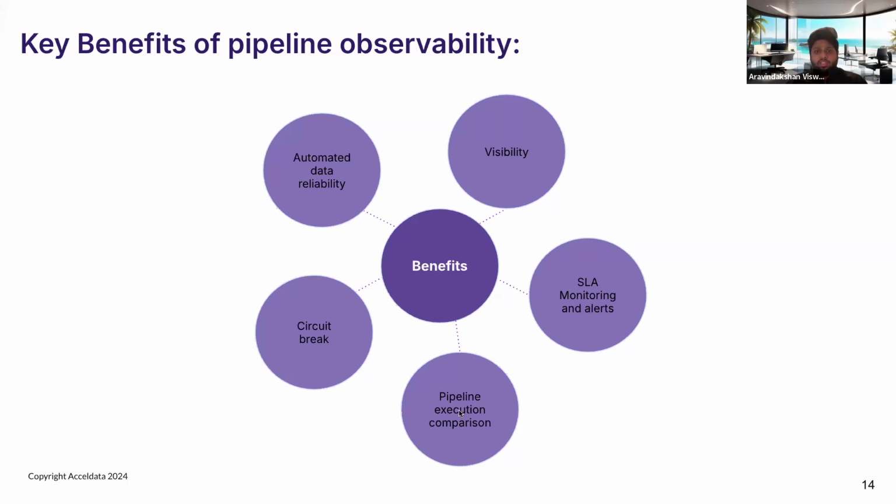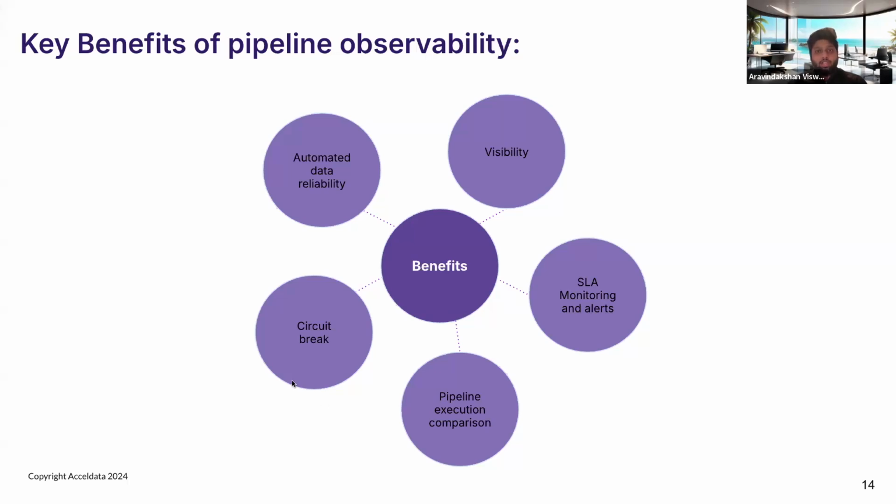And the pipeline execution comparison. As I stated earlier, every time a pipeline is executed, the execution history is stored. So the user can anytime compare the current execution with the previous execution, thereby understanding what has changed between two different snapshots. So that's the main benefit of the pipeline execution comparison.